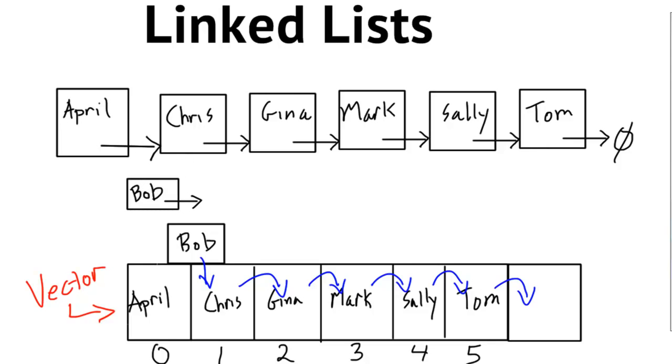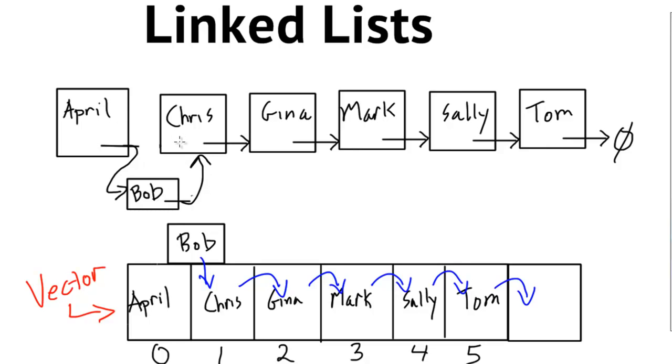So let me go ahead and update that. We'll update what April's pointing to. We'll say that April is now pointing to Bob here, and Bob is now going to be pointing to Chris. So let me update that one as well. And that's it. That's the only thing that has to transpire to get Bob into the correct position.